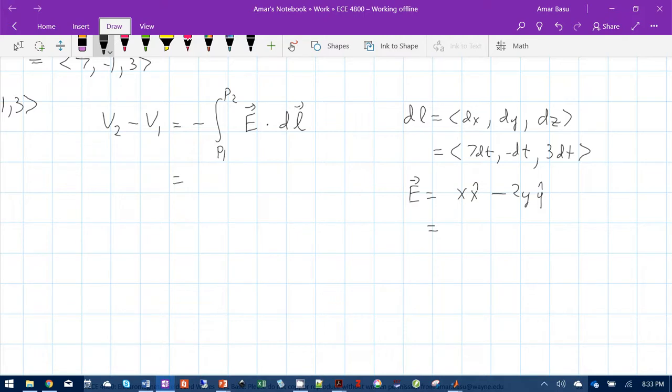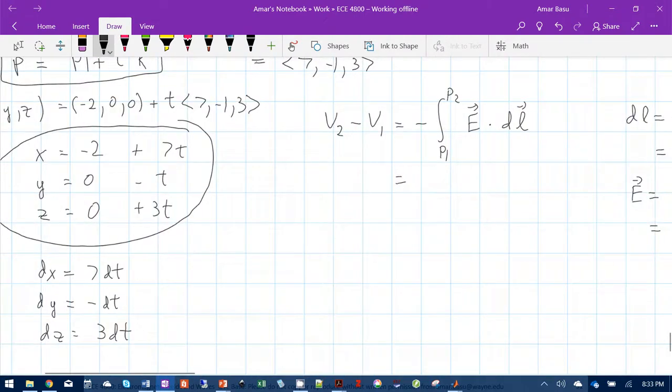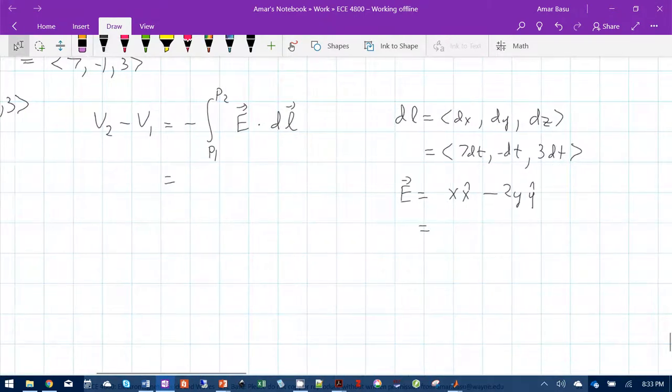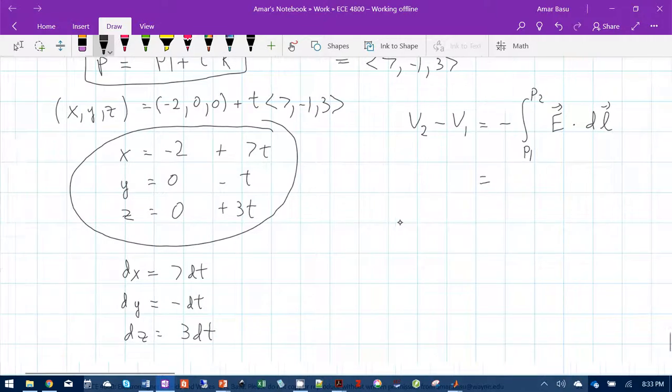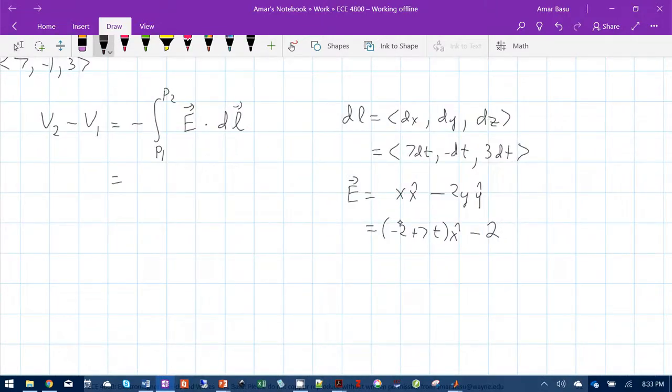All right. So x is equal to negative 2 plus 7t. Negative 2 plus 7t times x hat, minus 2 times, what's y equal to? Y is equal to negative t. Y hat. All right, so all I just did is substitute the values for t there.